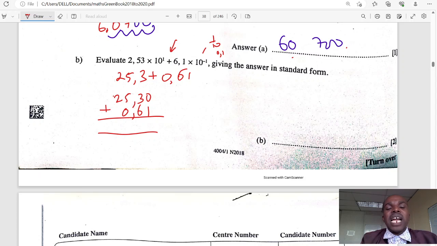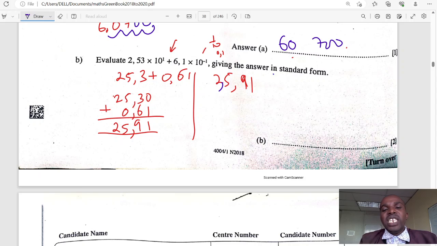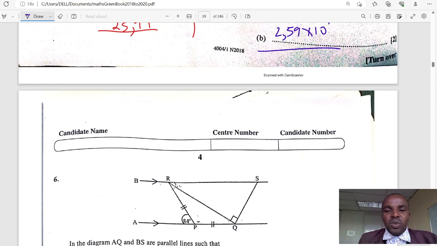You add like this. The commas must be aligned together. Then 0 plus 1 is 1. 6 plus 3 is 9. Then 25, this will be 25. Then you have to convert 25.91 to a number in standard form. Your comma is supposed to be between 2 and 5, for this number to be between 1 and 10, right? So it will be 2.591 times 10 to the power 1, because your comma has moved 1 place. Then you can say done. Then for 3 significant figures, you write 2.59 times 10 to the power 1. You can even put it like this, it will still make sense.